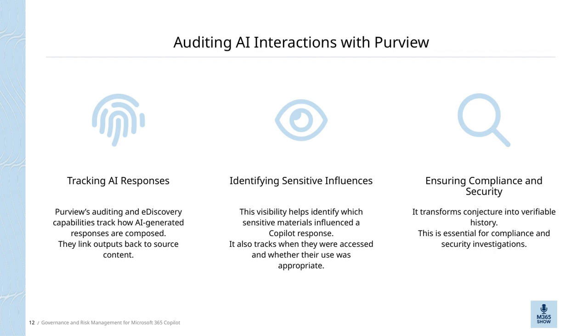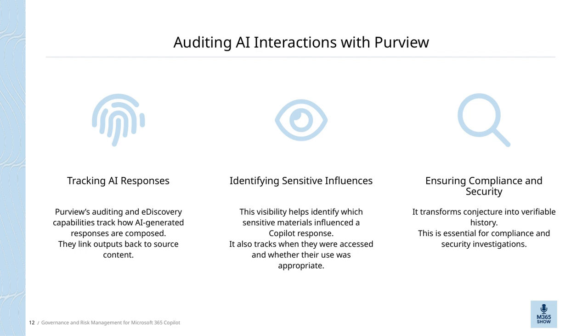Moving to the next point, Purview's auditing and e-discovery capabilities play a crucial role here. They enable us to track how AI-generated responses are composed by linking those outputs back to their original source content. This helps ensure accountability and transparency in how the AI is operating. In summary, auditing AI interactions with Purview provides a powerful way to maintain oversight. It gives us the ability to verify responses, understand their origins, and ensure compliance, all essential for responsible AI usage in our organization.